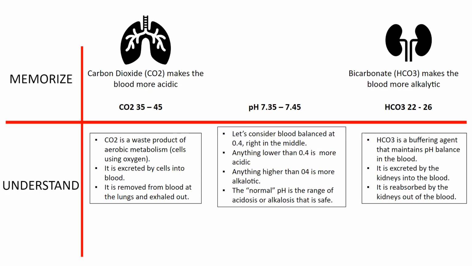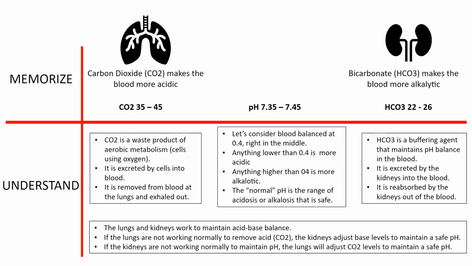The normal pH range is 7.35 to 7.45, but the middle value, 7.40, is considered the most balanced in the blood. Any value less than 7.40 is more acidic, and any value greater than 7.40 is more alkalotic. So 7.45 is normal, but more alkalotic than 7.40. And 7.35 is normal, but more acidotic than 7.40. Please remember this concept.